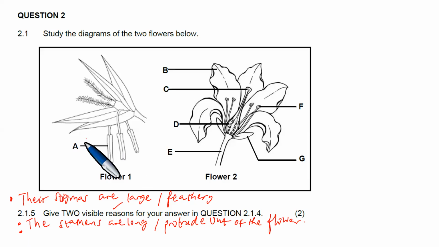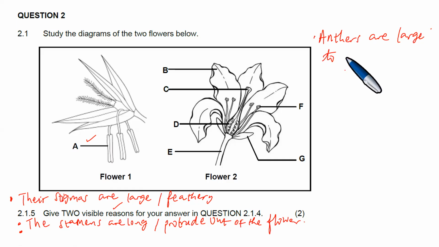Okay, most importantly, we noted that the anthers are large. That's why they're wind pollinated. You suggested that this flower one is wind pollinated. Most importantly, that is more evident because the anthers are large to produce lots of pollen.